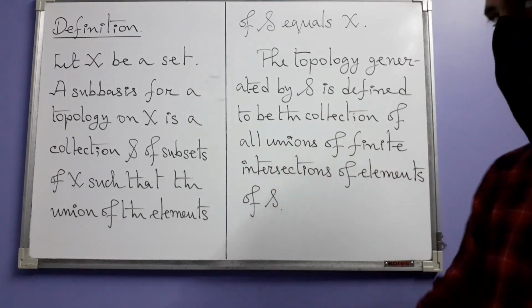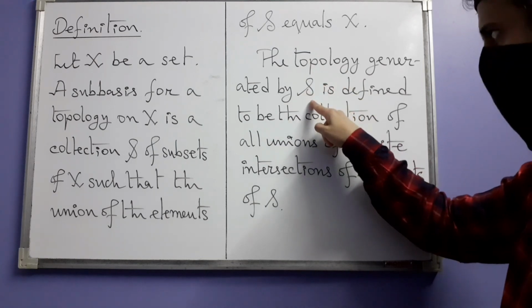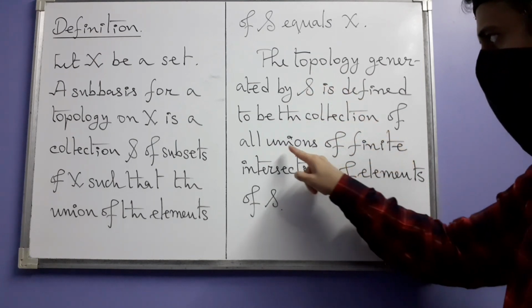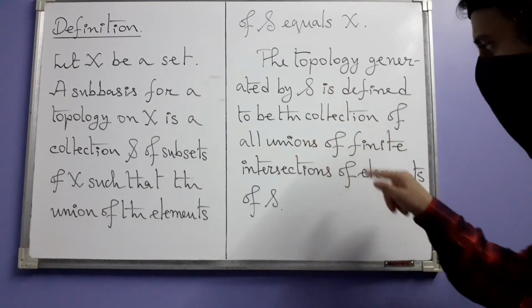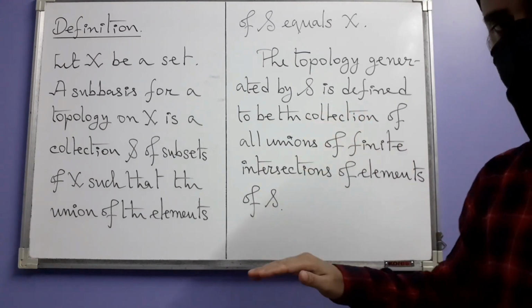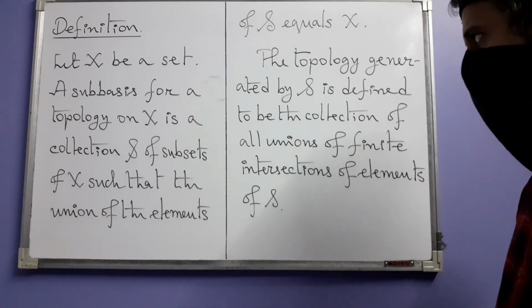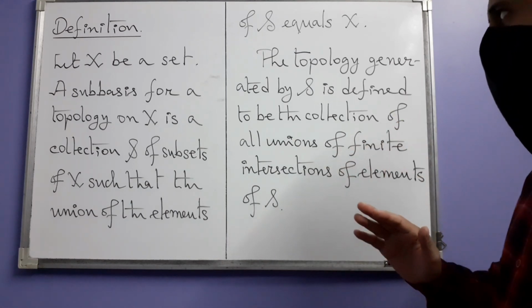But what is that topology? That comes next. The topology generated by this collection S is defined to be the collection of all unions of finite intersections of elements of S. It's a bit difficult to understand this part. Okay, so we need to go a bit more slowly. What are we doing here?